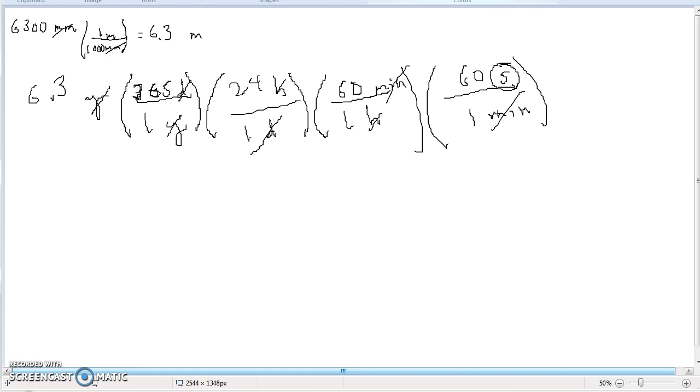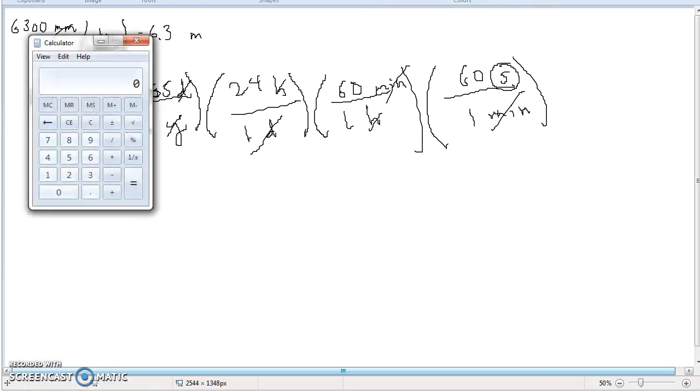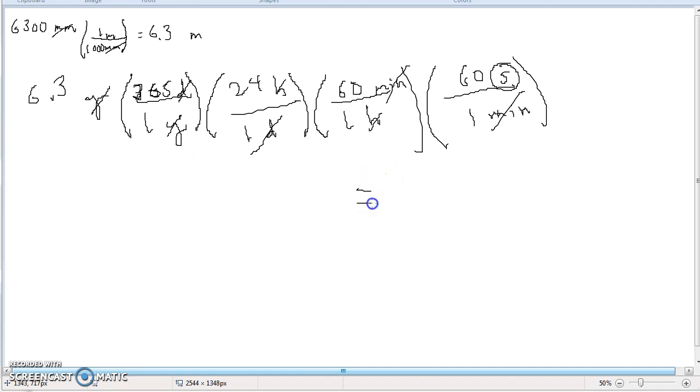And now I can just do this on a calculator. 6.3 times 365 times 24 times 60 times 60, 198 million something. Now, what about the significant figures? It looks like this number right here has one significant figure, but it doesn't. This is a definition. It's not a measurement. So you don't count significant figures here.